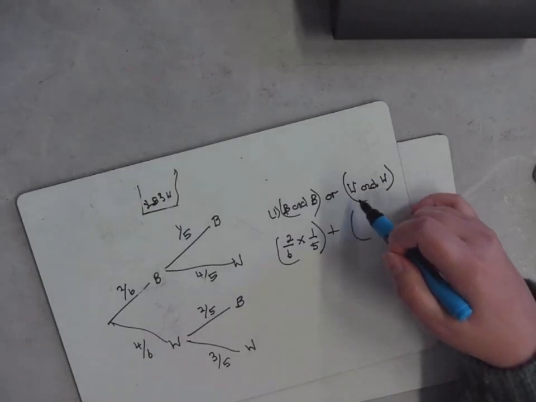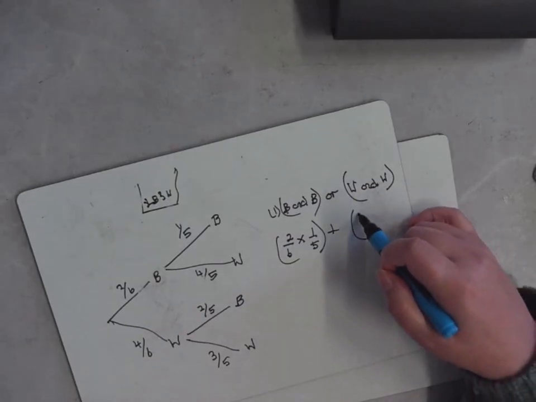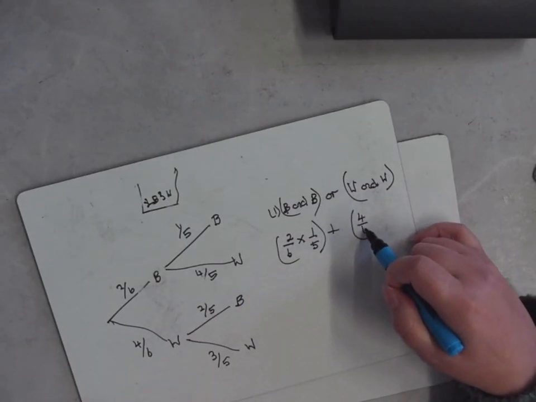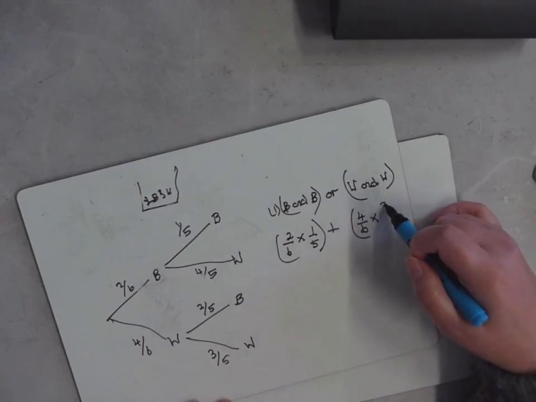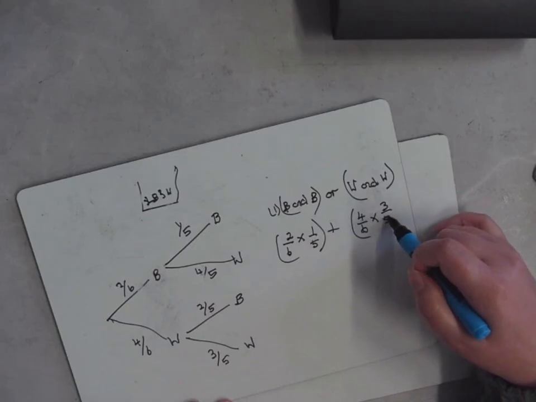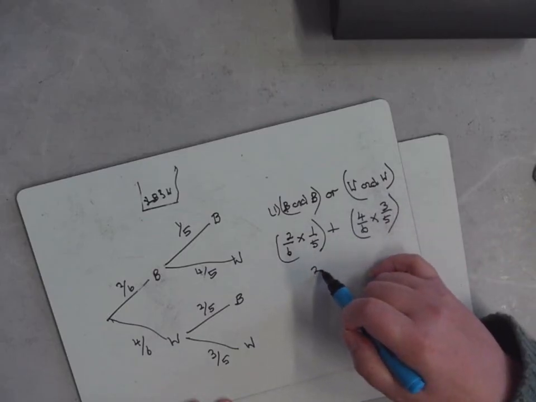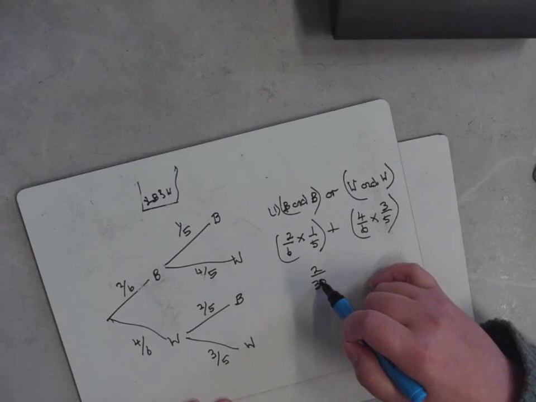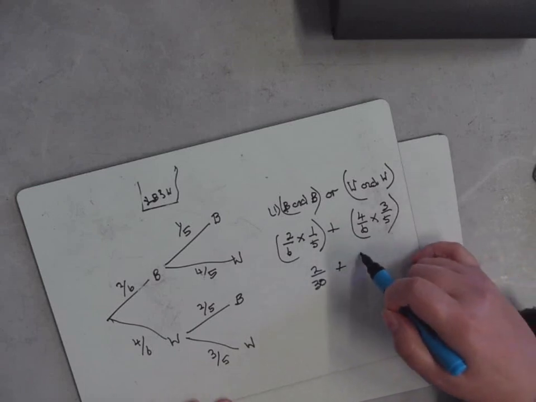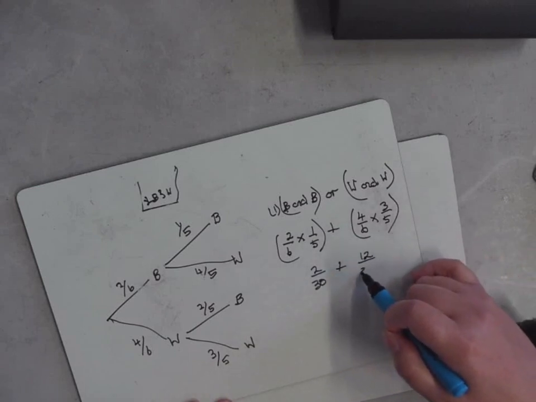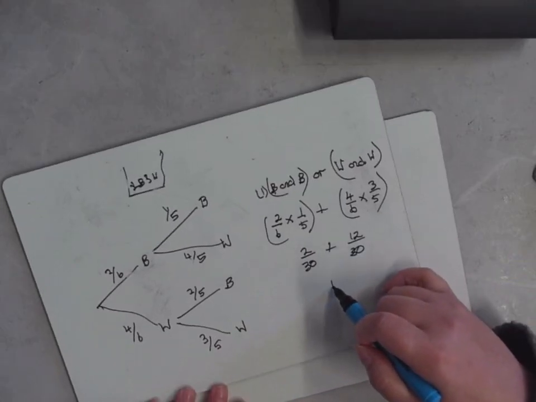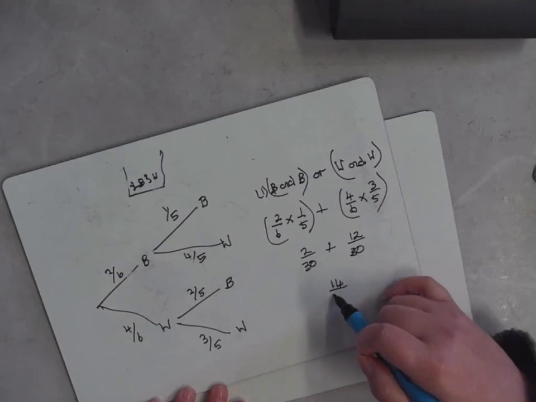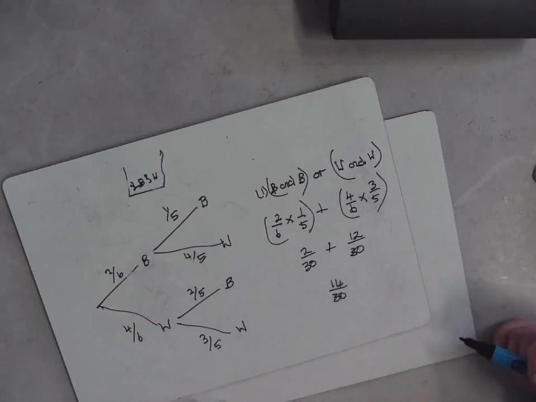What are your chances of getting a white first? 4 out of 6. And means you multiply. What are your chances of getting a white second? 3 out of 5. So that would be 2 over 30, add 12 over 30, which is 14 over 30, or 7 over 15. I'll just leave it as 14 over 30. Is that okay? Both the same colour.